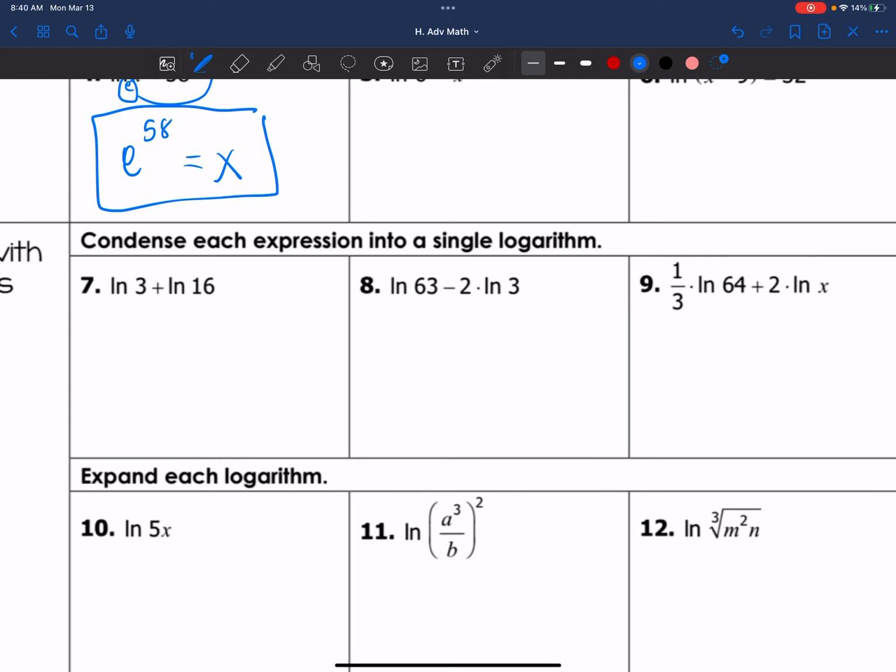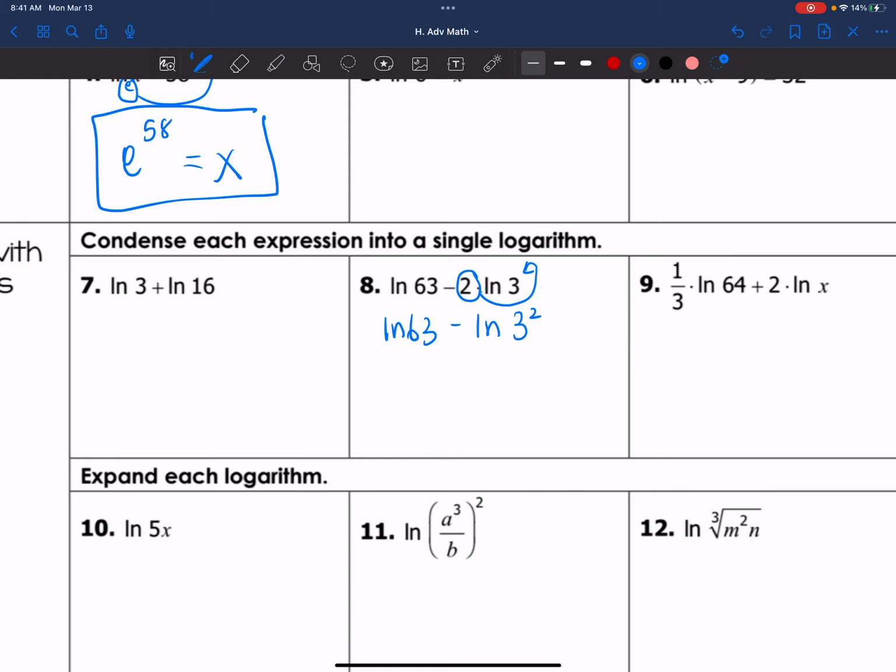And again, even though it's telling you to condense it into a single logarithm, because you know you're working with the natural log, you're actually going to condense this into a single natural log. Again, same rules apply. So we have the natural log with the base of e of 63 minus 2 times the natural log of 3. Both have a common base here, so you can go ahead and use your rules to simplify this out. This coefficient, you can take and apply it to the 3, so this will be the natural log of 63 minus the natural log of 3 squared.